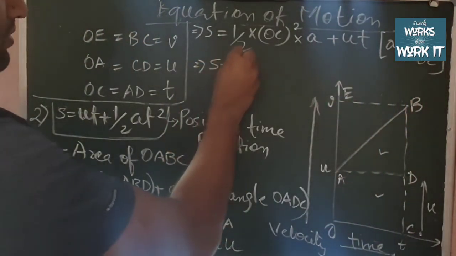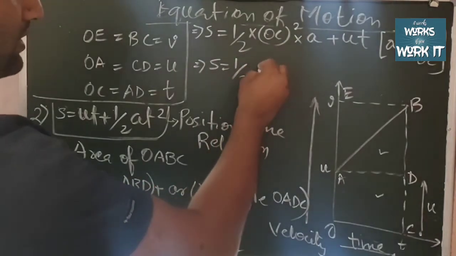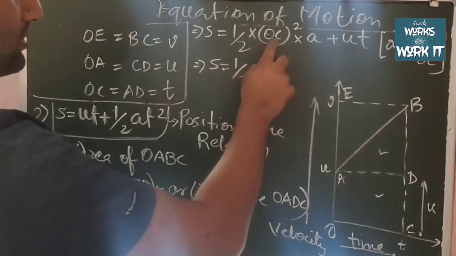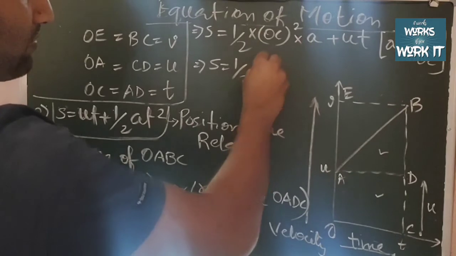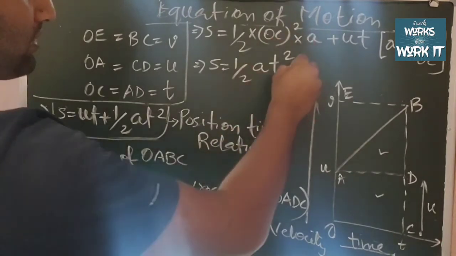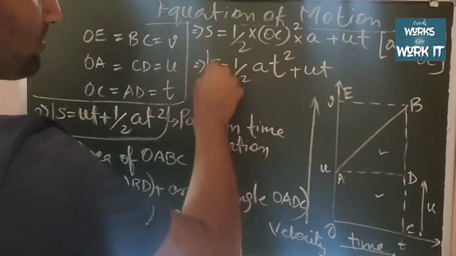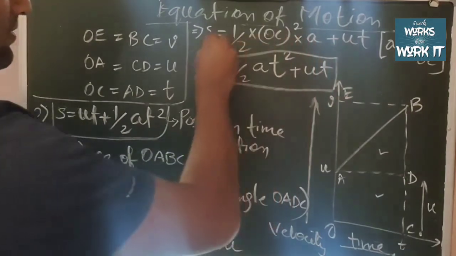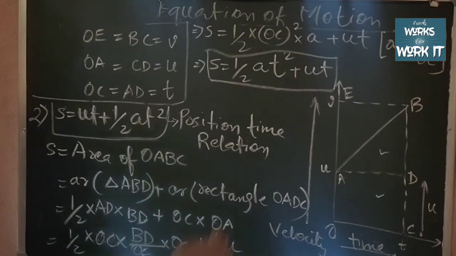So we are getting the second equation, that is S equal to half into, in place of OC we can write T, so it will become S equal to half AT square plus UT. So this is our second equation of motion. Okay.